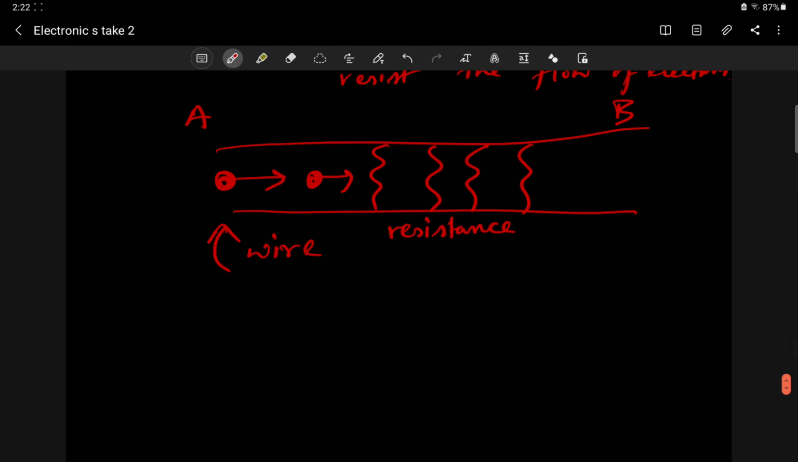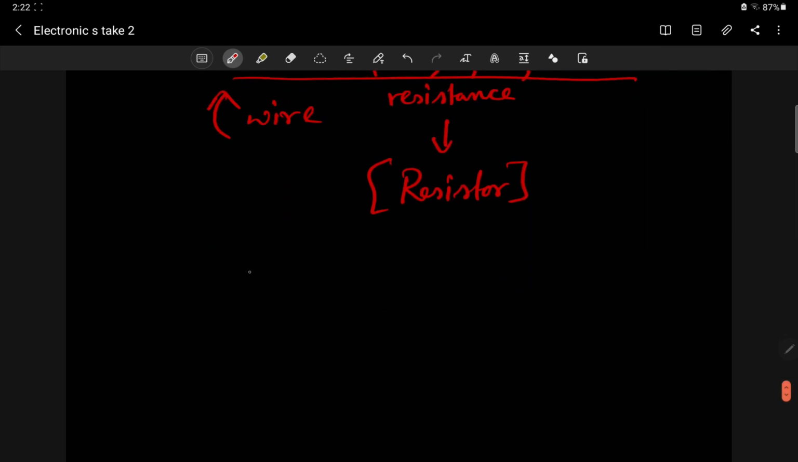Now, there is a component in electronics that follows this property, which is known as a resistor. The symbol of a resistor is like this, or sometimes like this. American people have one kind of notation, and European people have a different one. Its symbol is R, and its unit is ohms.